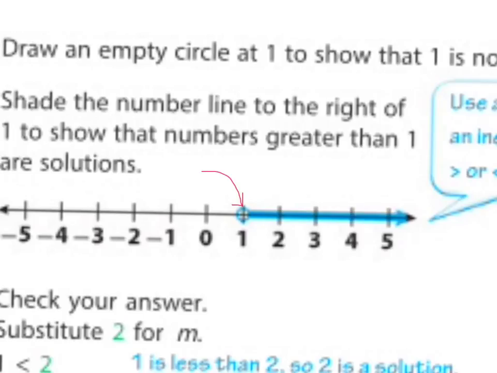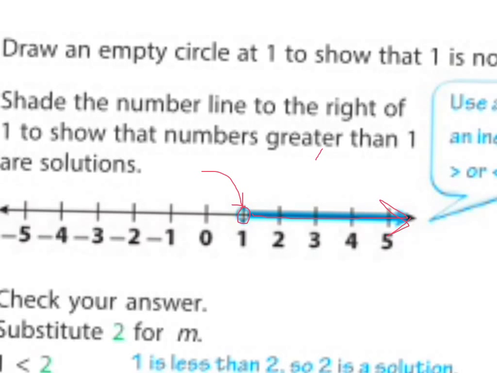Okay? When they put a circle on the number 1, that means not 1 exactly. And then they went ahead and drew their line to the right, showing all the numbers that are bigger than 1, but don't include 1, and I'm showing that by putting a circle where the 1 is.